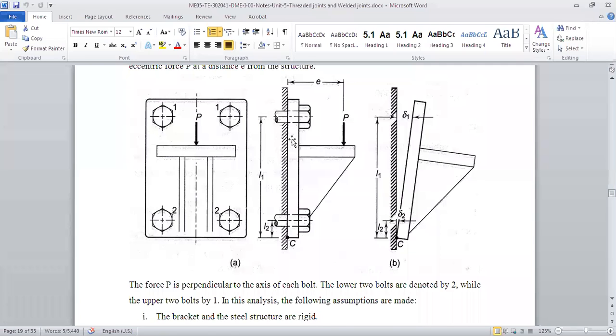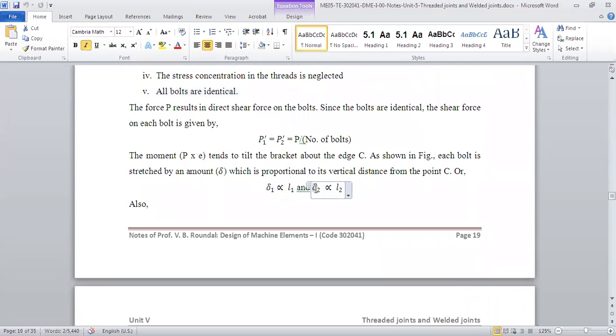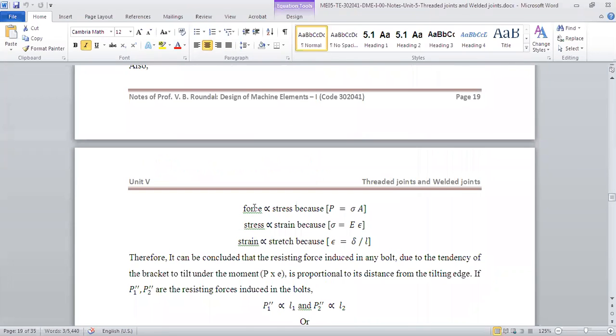Now we have to find the tensile stress in those. How will we find that? As I said, delta 1 is proportional to L1, delta 2 is proportional to L2, right? So the stress is equal to P upon A. So stress in bolt A is P upon A. Now the area of all bolts is the same, so your stress is proportional to the load in that bolt, right? Now stress upon strain is equal to E. Since E is constant, stress is proportional to strain, and strain is equal to delta L upon L. Length is the same, so it is proportional to delta. So the stress depends on delta.